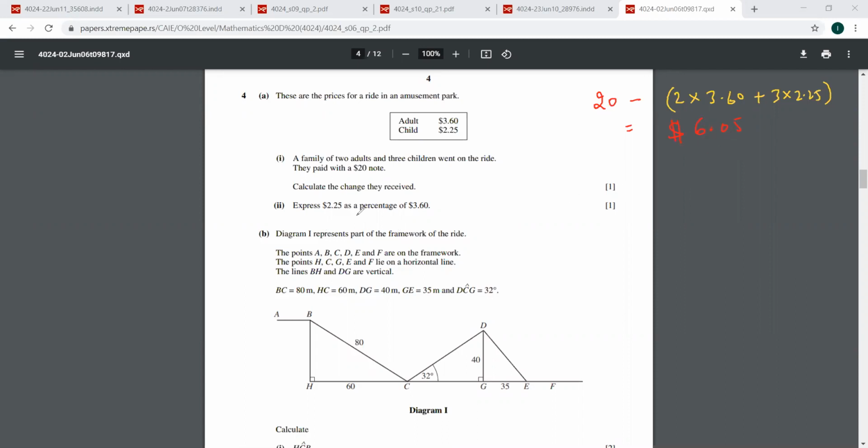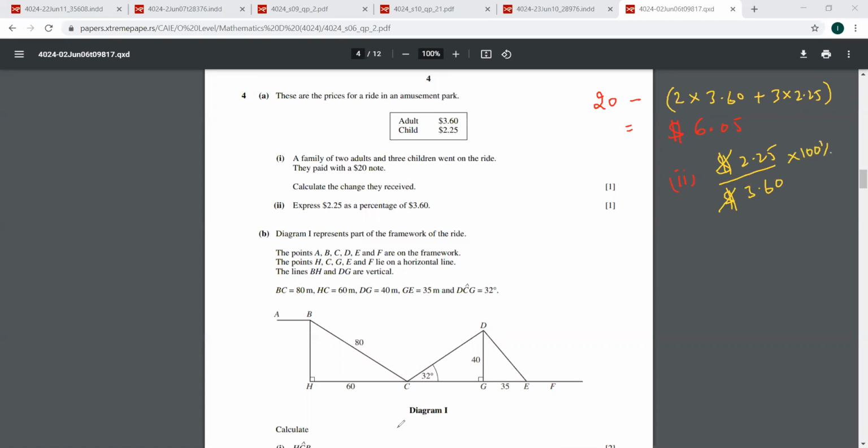Next part, it says express $2.25 as a percentage of $3.60. Whenever you write as a percentage, first of all, you will be writing as a fraction. So you would be writing $2.25 as a fraction of $3.6. Remember, the units should be same. Sometimes it gives one of the amounts in dollars, the other in cents. So make sure both of them have the same units, and you can cancel out these units. And then you multiply this by 100%.